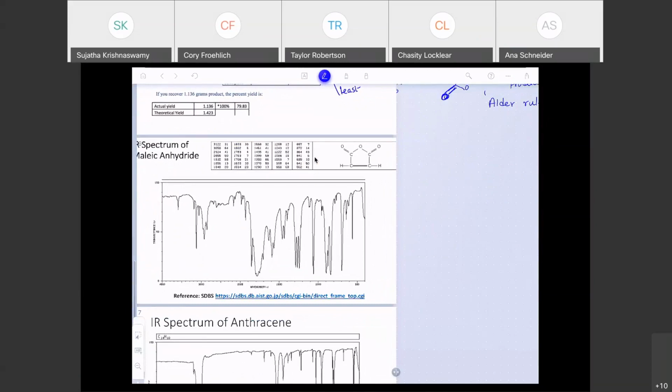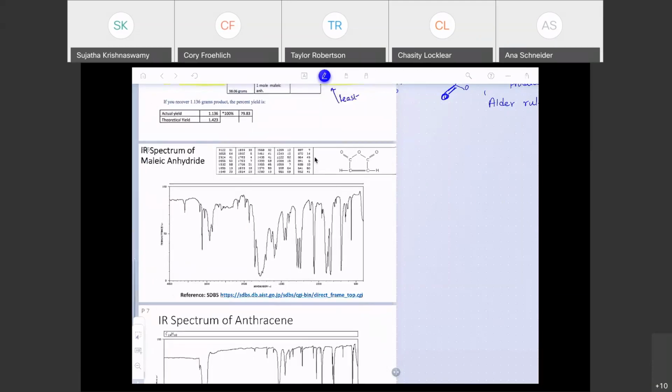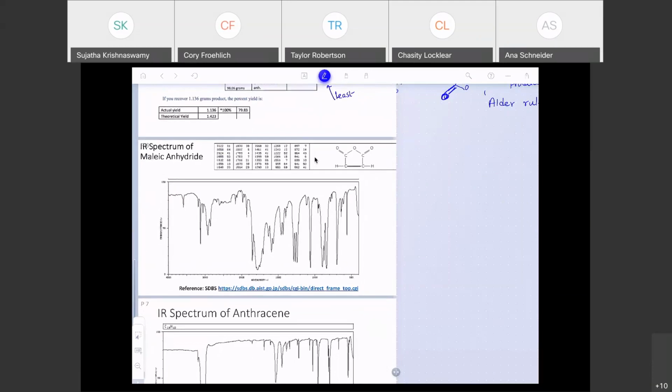So I've given you the IRs from open source resources, SDBS, which is a Japanese database. I've given you the link because it's kind of useful. It gives you the IRs and NMRs and carbon 13s, and mass spec of most of the known compounds. This is maleic anhydride.